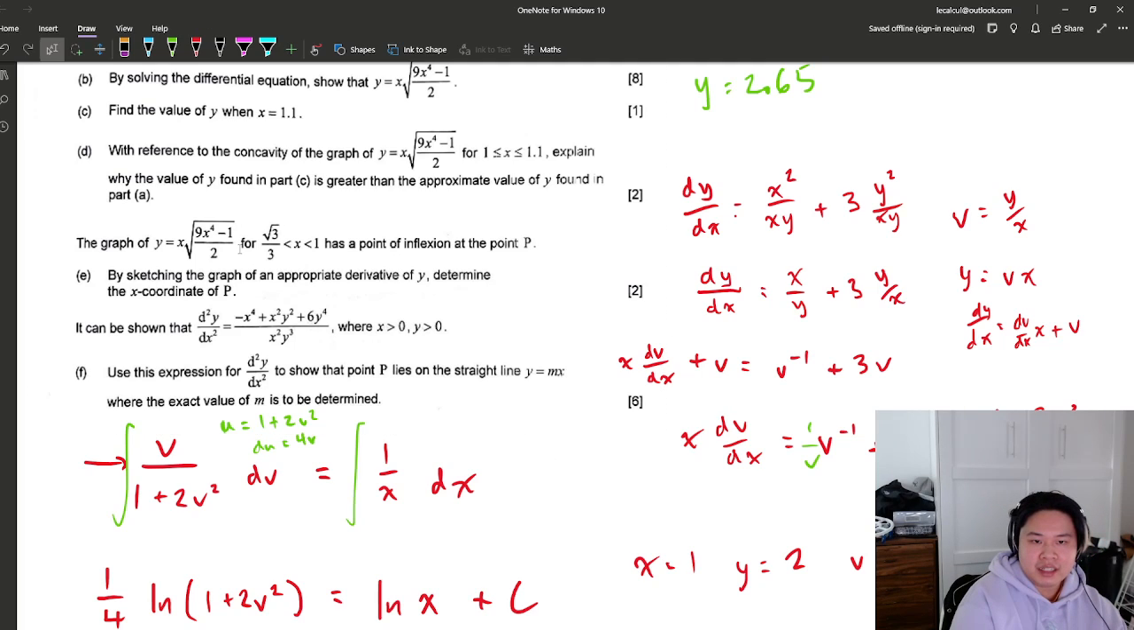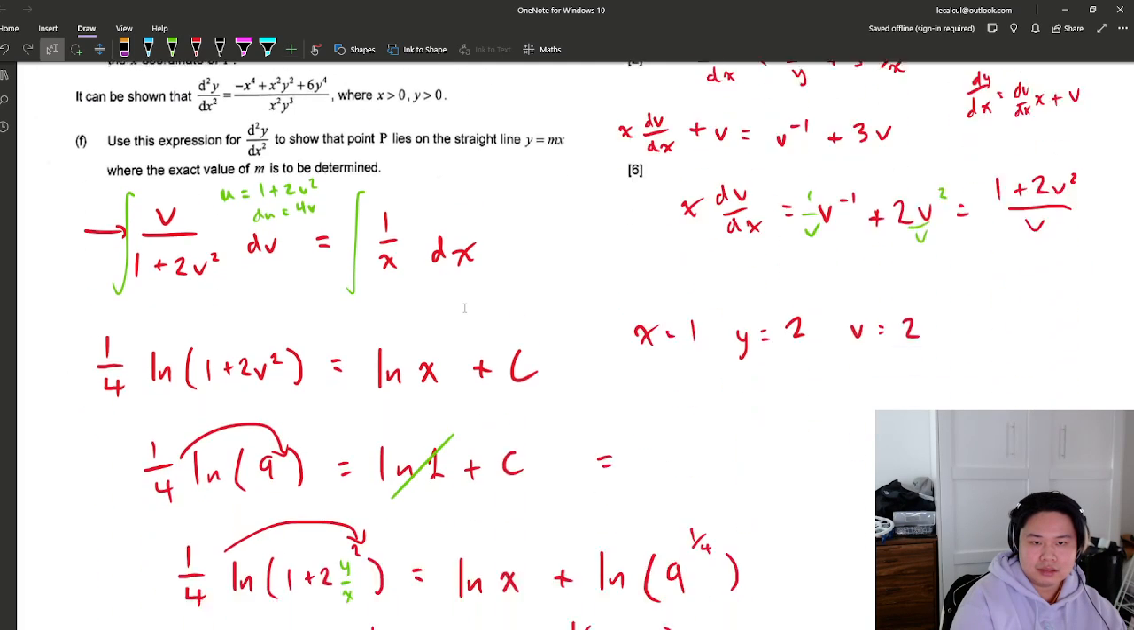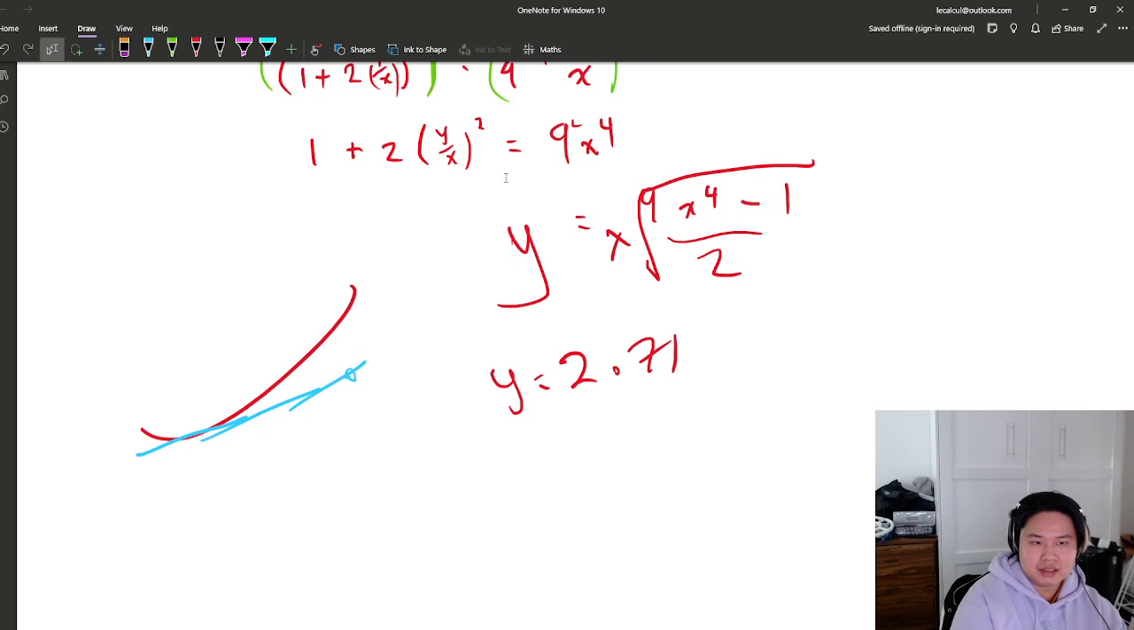Okay, this is your graph. It has an inflection point at P. By sketching the graph of an appropriate derivative of y, determine the coordinate of P. Okay, derivative of y. So we're taking the derivative of this thing.